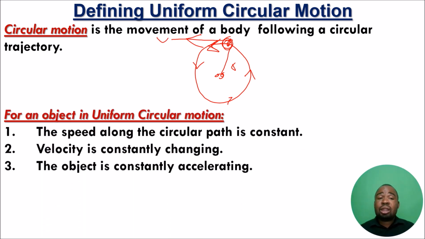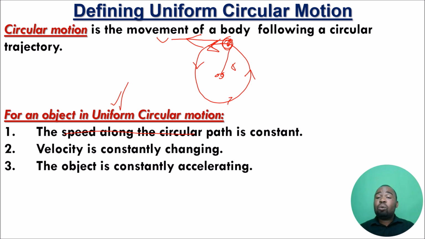Now, there are some key things we need to understand concerning uniform circular motion. What makes it uniform? Number one, the speed along the path is constant. Its speed on the circular path is constant. The rate of change of distance along the circular path should remain the same. So if it takes 2 seconds to complete a revolution, it must keep taking 2 seconds to complete each and every revolution. And we say that motion is uniform and circular because of the nature of the path.